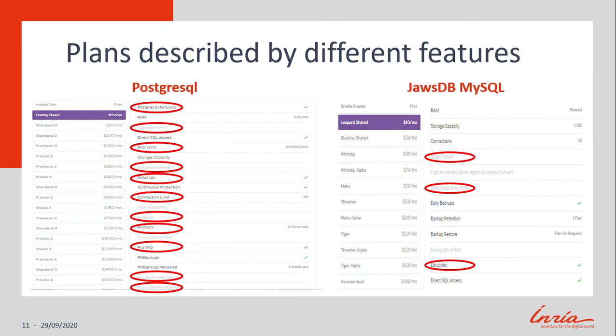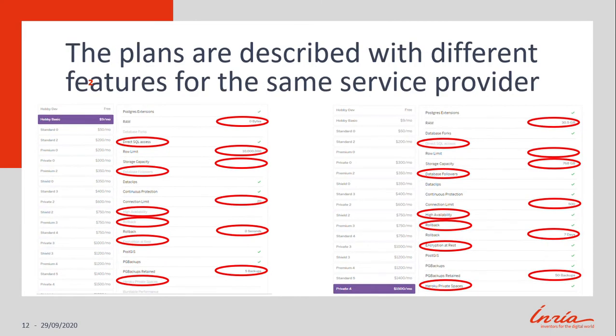Plan described by different attributes. For example, the provider of MySQL declared that it uses single tenant, while PostgreSQL does not. The plans are described with different attributes for the same service provider. For example, the Hobby Basic plan, which costs €9, does not offer or provide encryption at rest and high availability, whereas the Private 4 plan, which costs €15,000, offers high availability and encryption at rest.